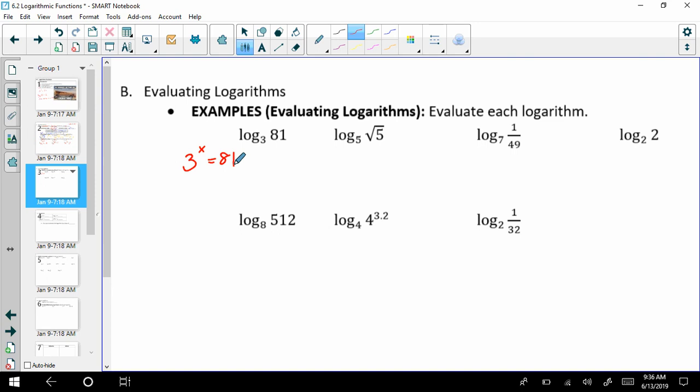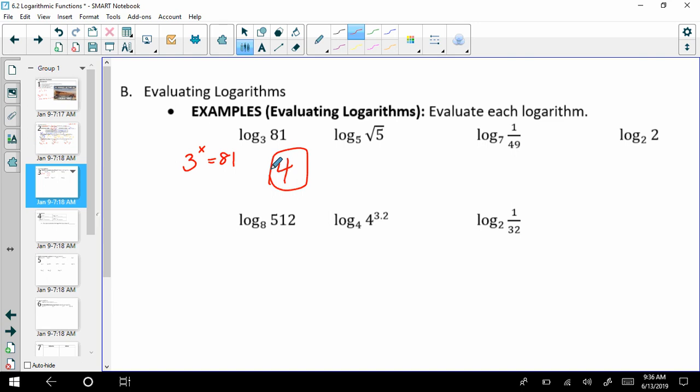So you could try 3 squared, but 3 squared is 9. Maybe 3 cubed? Well, that's 27. What about 3 to the 4th? 3 to the 4th is 81. So the answer to this is 4. The answers are the exponents that I would have to use.